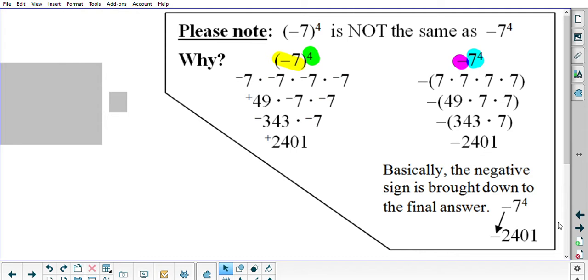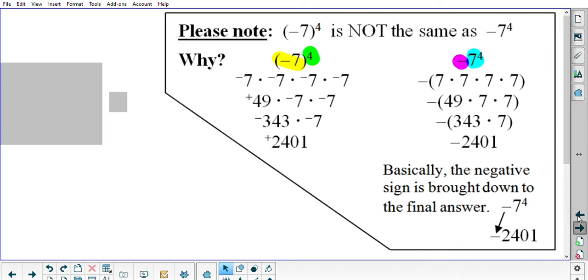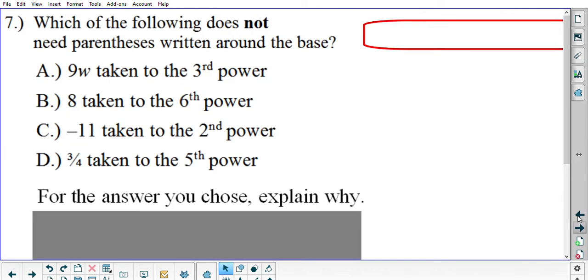If you want to show that a negative number, the entire negative number, is being taken to a power, then you have to write the negative number in parentheses with the exponent written on the outside. The same is true if your base is a fraction. The same is true if your base is an algebraic expression. All right, moving on. Problem number 7.